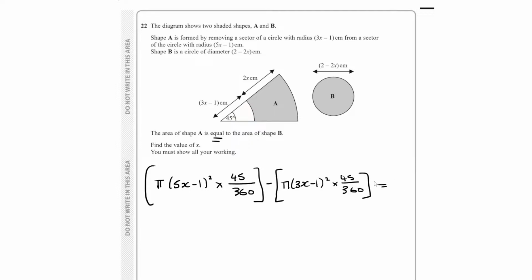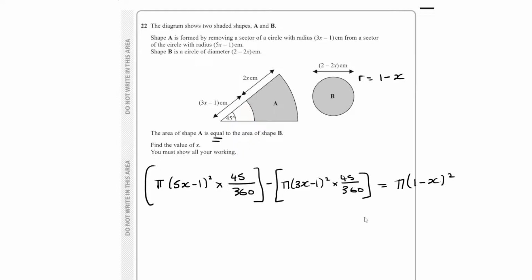Now, obviously, you then need to put that equal to the area of shape B, which is just a circle, pi r squared. But as I said, don't forget that they've given you the diameter. So in terms of radius squared, we need half of that. So it'd be 1 minus 1x, or just 1 minus x, obviously. And then that's squared. So that's my equation. You just have to set that up.